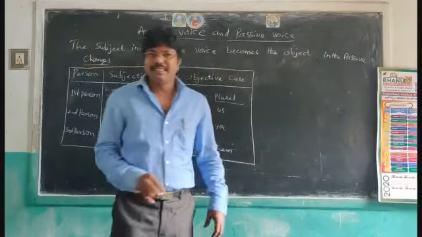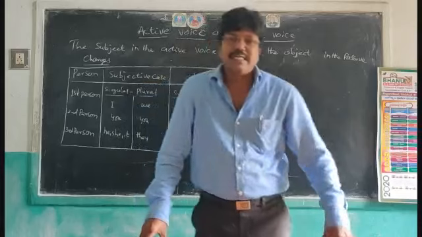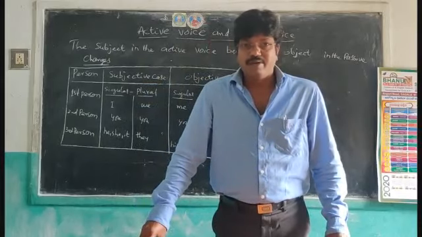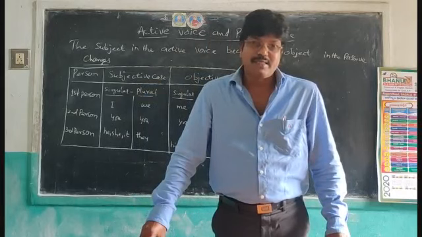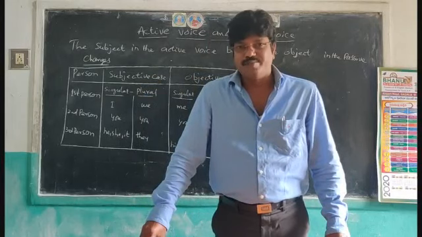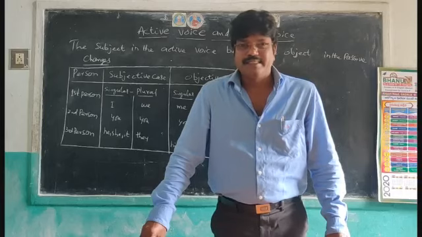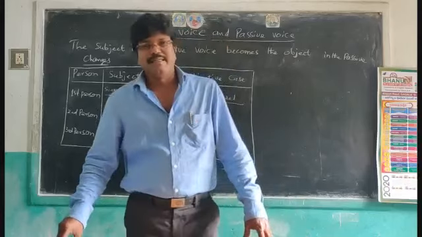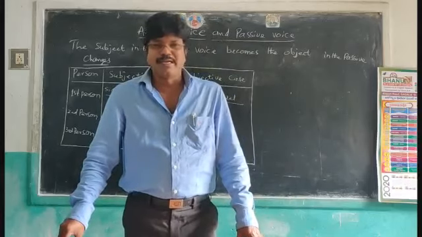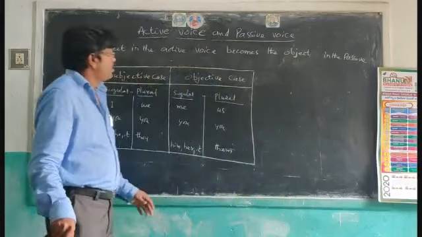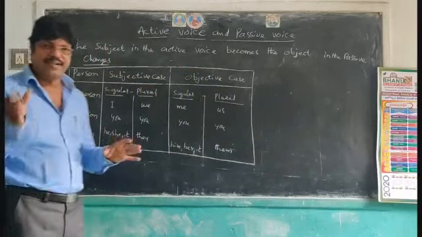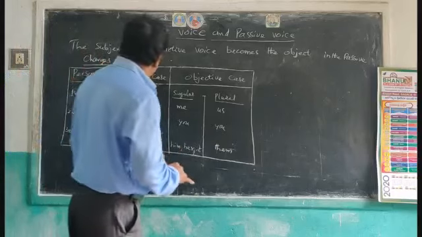You know the subject and object in a sentence. Rama killed Ravana: Rama is the subject, Ravana is the object. The cat kills the rat: cat is the subject, rat is the object. So in the sentence, you identify the subject and object.